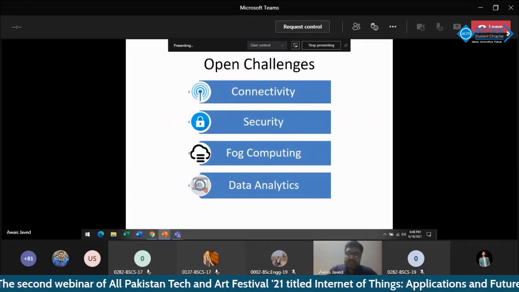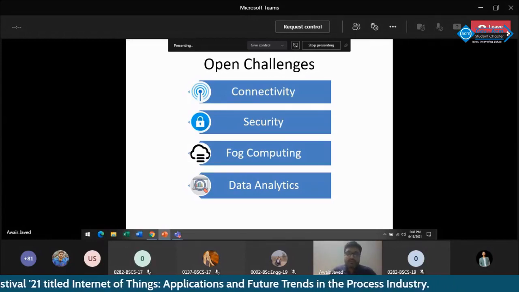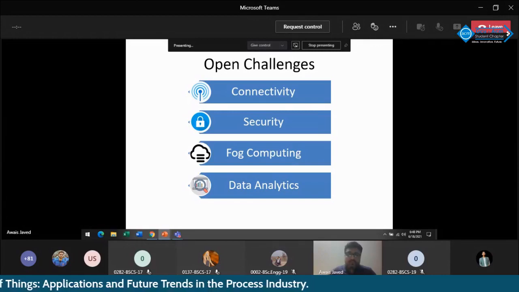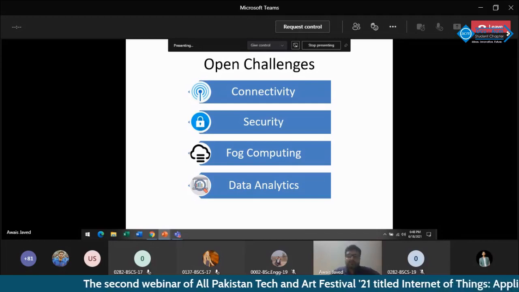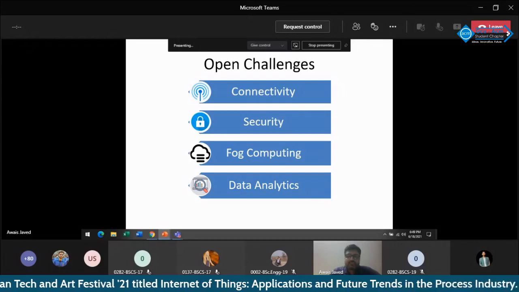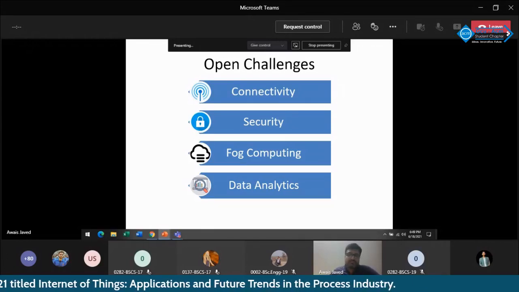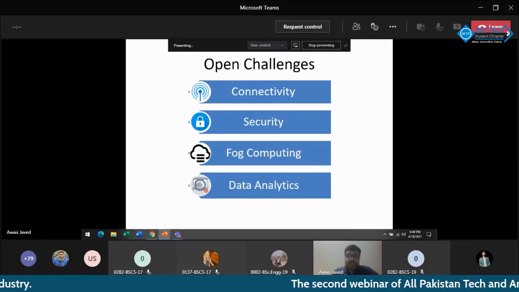So finally, I'll summarize the open challenges related to the use of industrial IoT, or IoT in the process industry or any such industry. Connectivity is a major challenge. You'll need higher data rates and reliable data communication. 5G is currently under the process of standardization and deployment, and researchers are also investigating 6G. So connectivity is a very important challenge that can be looked upon.